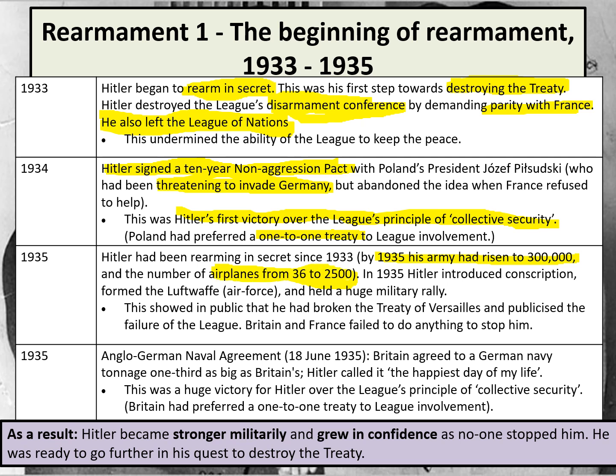And in 1935, Hitler introduced conscription, forcing people to join the armed forces. Again, that was banned by the Treaty of Versailles. He formed the proper air force, the Luftwaffe, and held a huge military rally. In other words, it wasn't secret anymore. So rearmament had taken place in secret for 2 years. Now Hitler unveiled it to the world. This showed in public that he had broken the Treaty of Versailles. It publicised the failure of the League, because the League had not been able to secure disarmament.